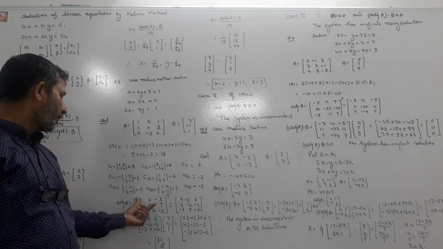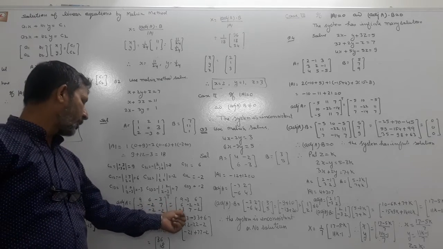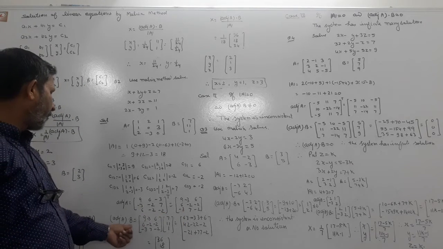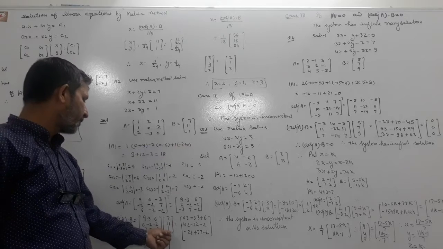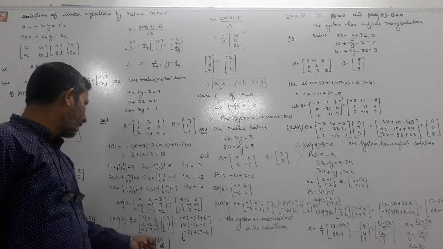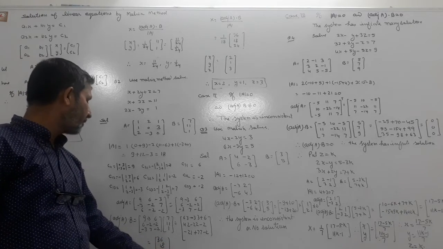Adjoint is the transpose of the cofactors. Adjoint of A is this. Then adjoint of A into B. Adjoint of A is this and B is the matrix of the constants. Multiply these two and we get 36. Adjoint of A into B equals 36, 18 and 54.